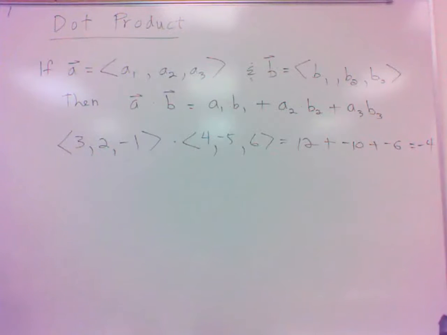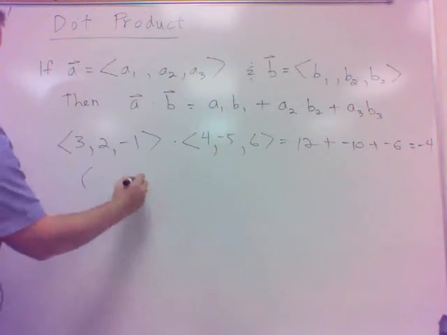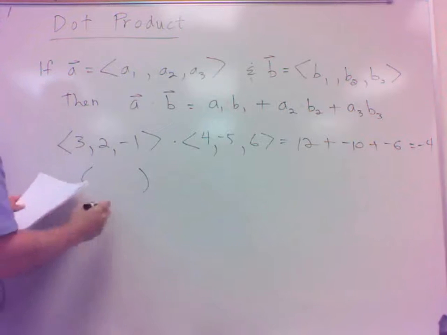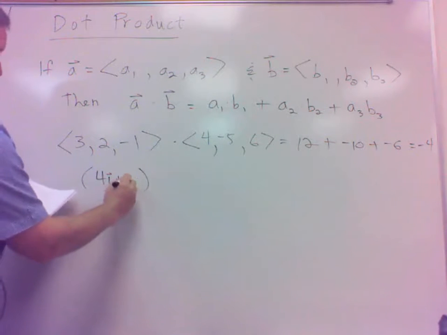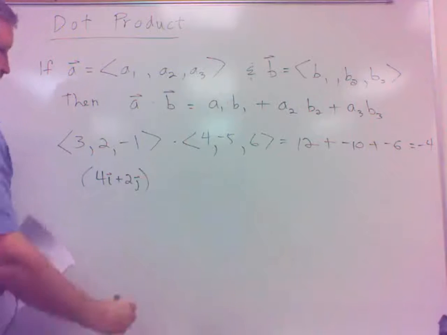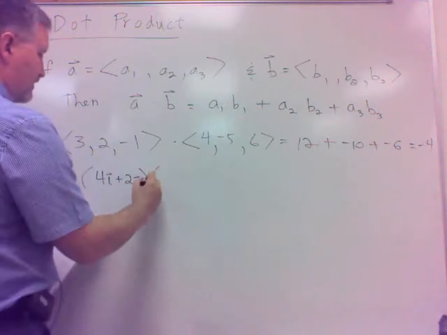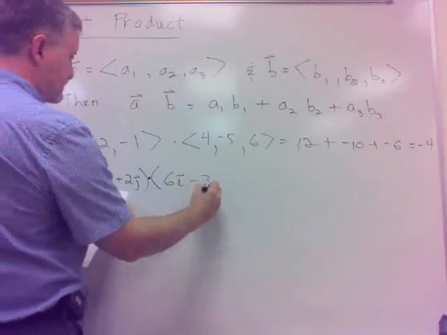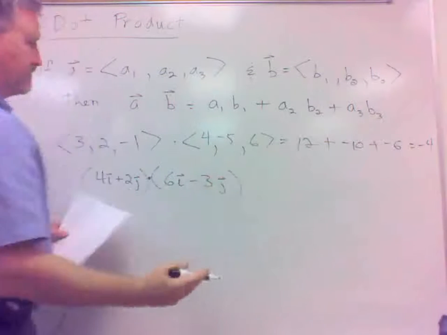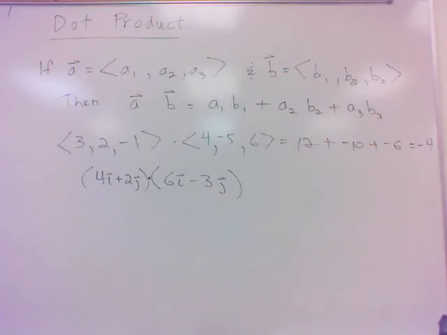Now, of course, its two-dimensional counterpart would be analogous. What would we get here if I do 4i plus 2j, that vector, dotted with 6i minus 3j? And here's another question: how do I know it's a dot product? Is that the same thing as times? How do I know I don't just distribute there?